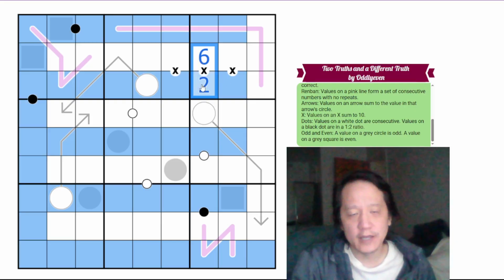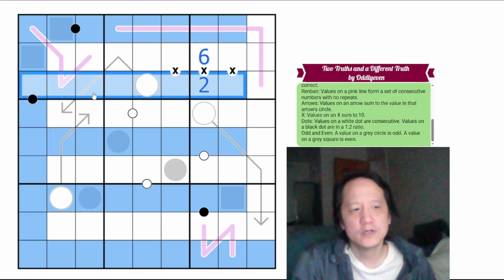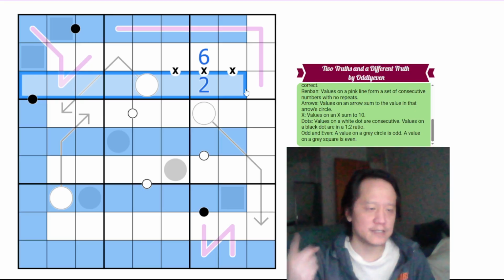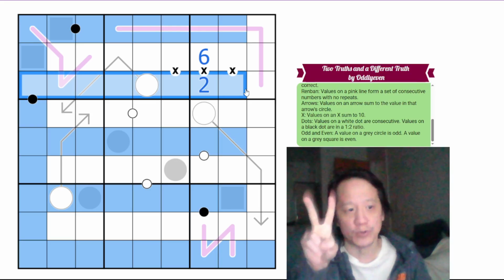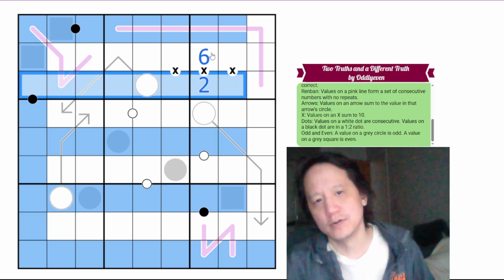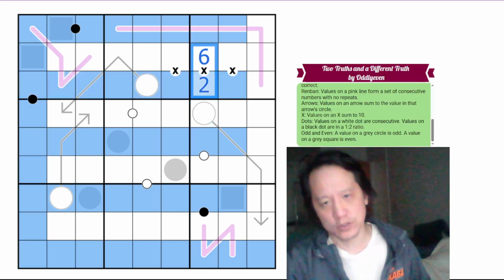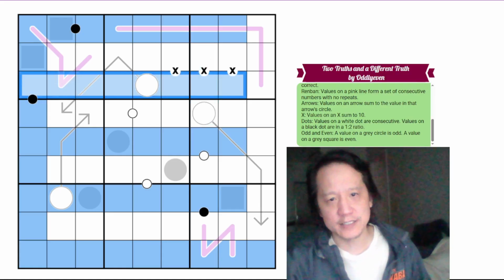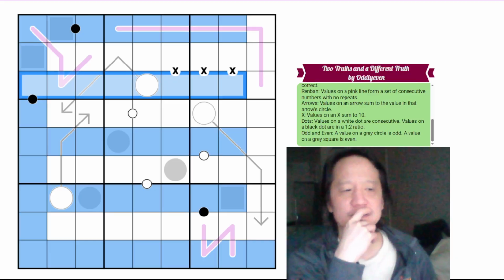Again, the blue is doubled in one scenario, and it's not doubled in the other scenario, and you have to satisfy both of them. So that's an example of how X works. We also have dots, where values on white dots are consecutive. Oh, that's interesting.